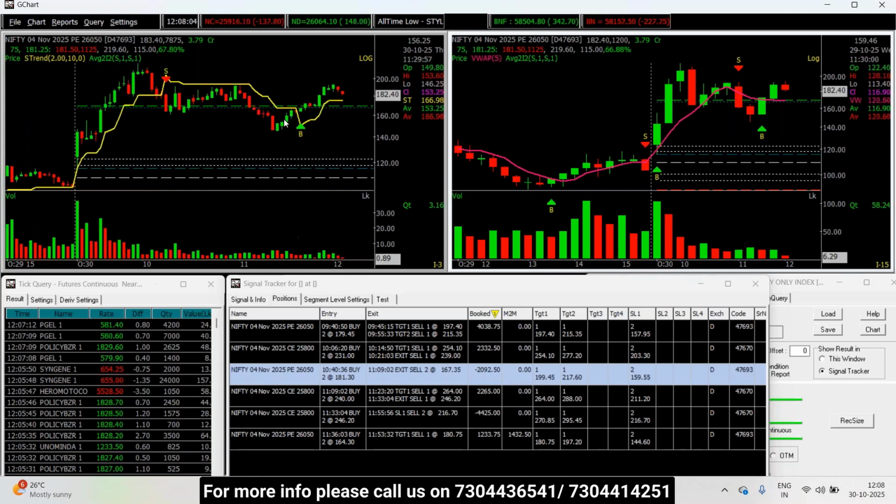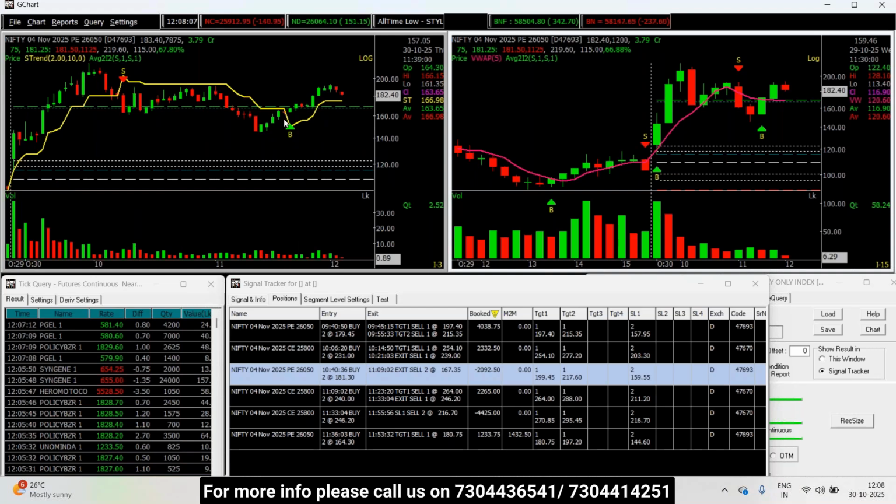Coming to the Super Trend, it is a trend following indicator that works on the average true range. It shows whether the price is in an uptrend or a downtrend. If the price closes above the Super Trend line like this, it's a buy signal. If the price closes below the Super Trend line, then it's a sell signal like this. By combining these two, Super Trend buy plus price above VWAP is a strong bullish confirmation. Super Trend sell plus price below VWAP gives you a strong bearish confirmation.